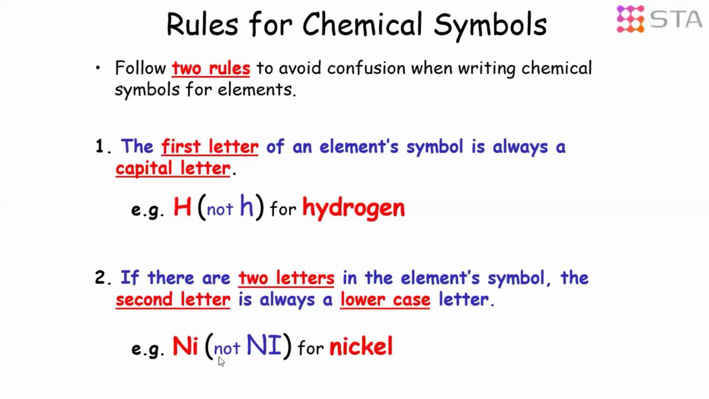Now, if we didn't do this and we wrote capital N and capital I, this would actually mean that there are two elements here, which would not mean nickel, it would mean nitrogen and iodine, which is totally different to nickel. So we have to be very, very careful when writing chemical symbols.